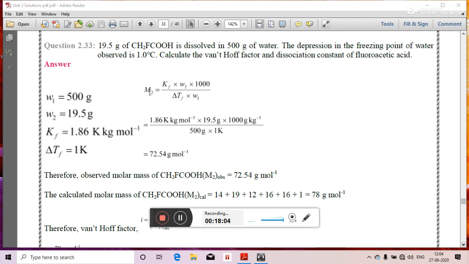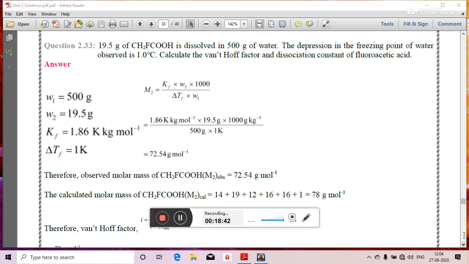First of all, from the data, M2 will be equal to Kf into W2 into 1000 upon delta Tf into W1. That is 1.86 into 19.5 into 1000 upon 500 into 1, which is equal to 72.54 gram per mole. Now the molar mass of fluoroacetic acid M2 is 78 gram per mole. So the calculated value is 78 gram per mole, while from the equation it is 72.54 gram per mole.